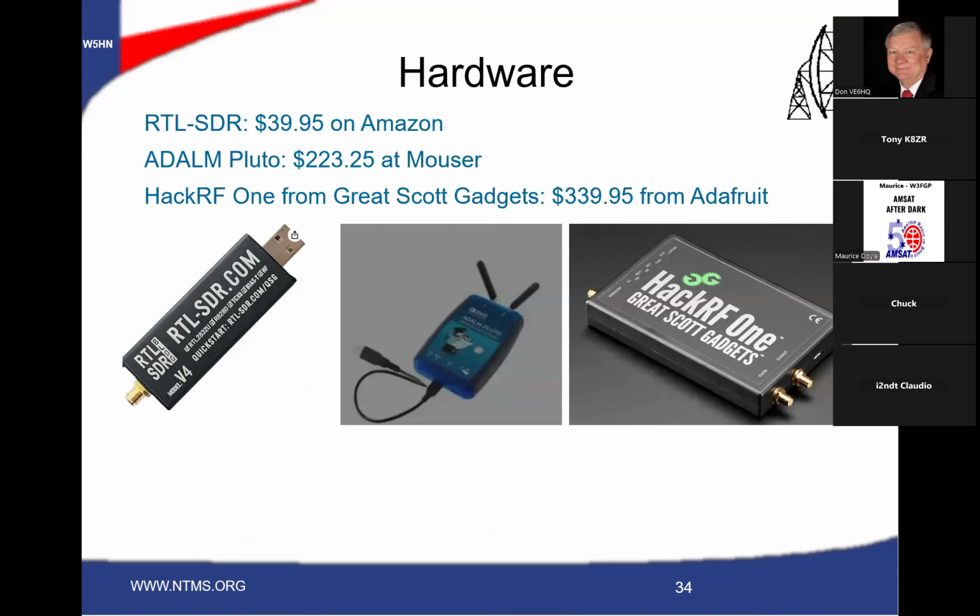Here's some prices, just so you know. The RTL, I'm showing $39. I thought it was $30, but I guess it has gone up. It's $39 on Amazon. The Analog Devices ADALM-PLUTO is $223 over here at Mouser in Mansfield. HackRF is $339.95.